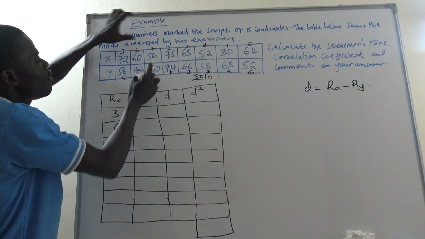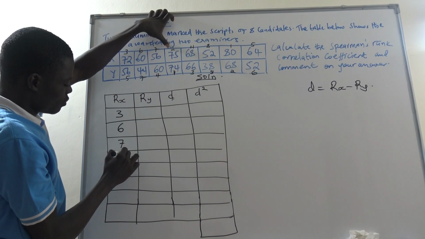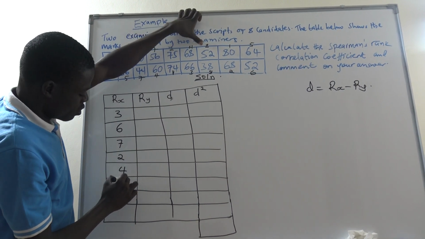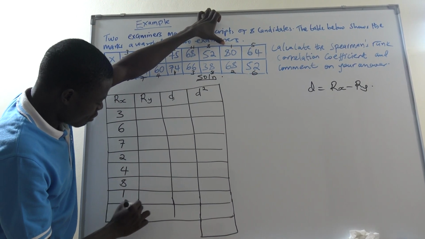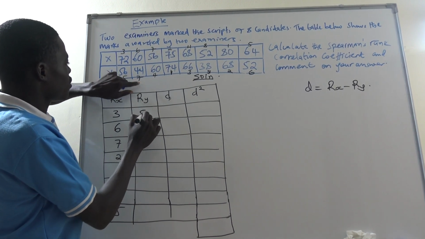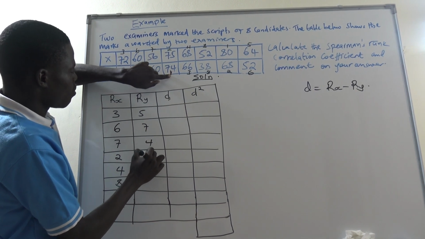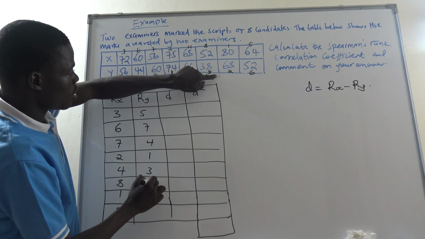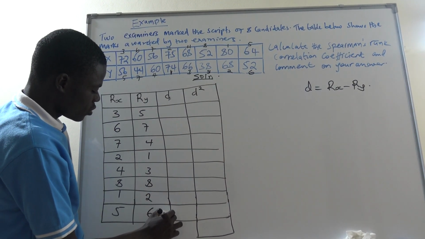Then the third one will be 7, 2, 4, 8, 1 and 5. Then you come to Y, we have 5, 7, 4, 1, 3, 8, 2 and 6.